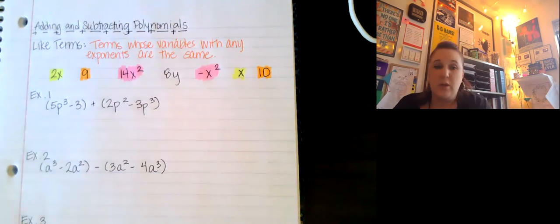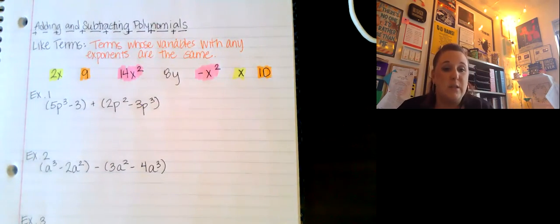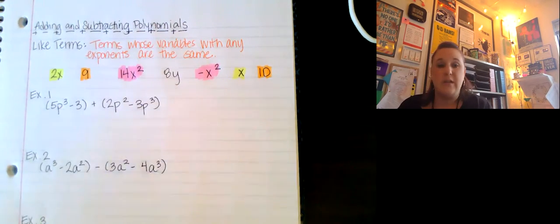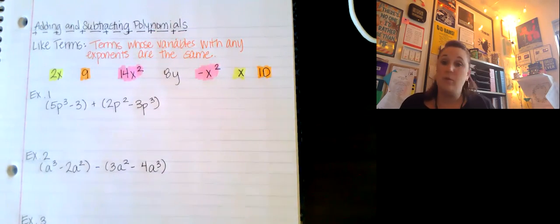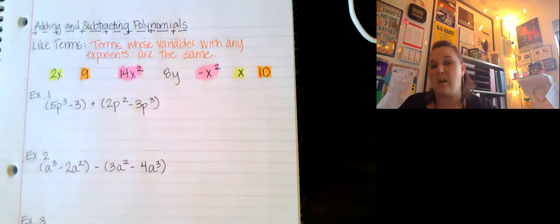So our first polynomial, we have 5p to the third minus 3 plus 2p to the second minus 3p to the third. So we have parentheses around these two separate polynomials, but because we have a plus sign here, we really don't need the parentheses. They can just kind of drop out. All they're doing is just distinctively showing you which polynomial is together, okay? But when we're going to add them together, we're going to put it all as one anyways, okay?